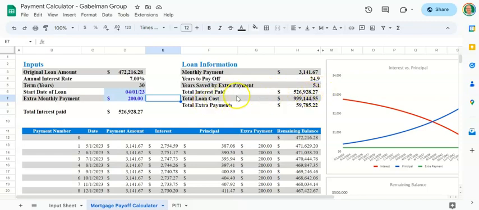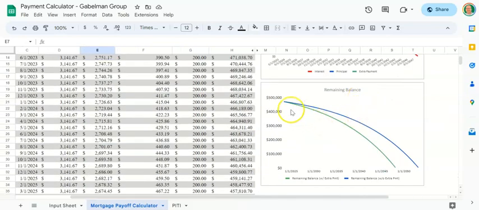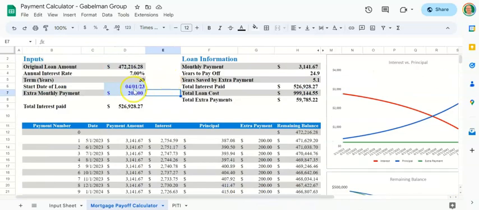total loan costs with extra payments, the total amount of extra payments over 30 years. And that covers that. And you can even see in the graph what that does as far as accelerating the remaining balance with that extra payment. So a little something extra if you wanted to play around with it, but not necessary.